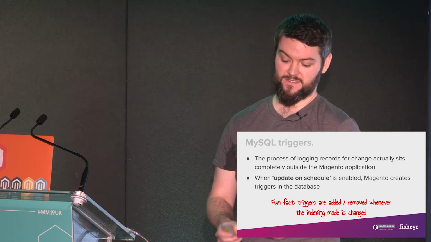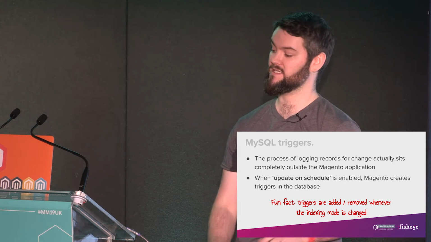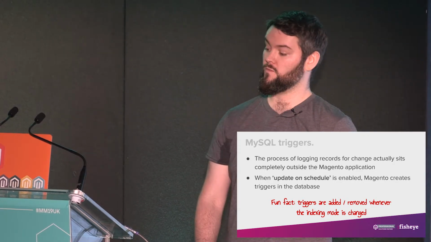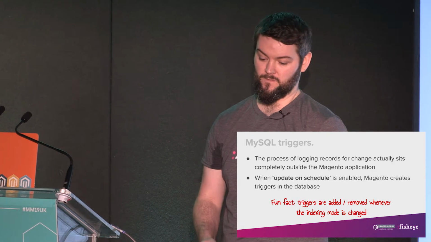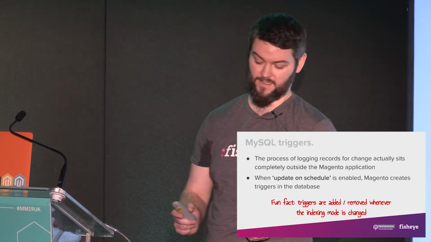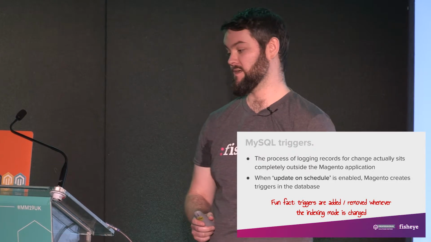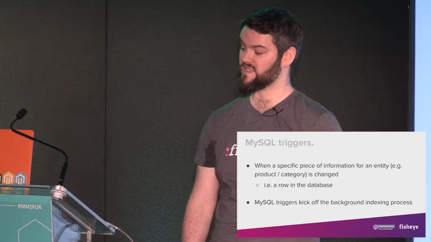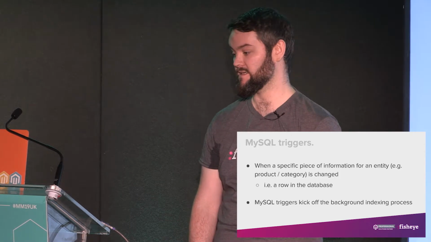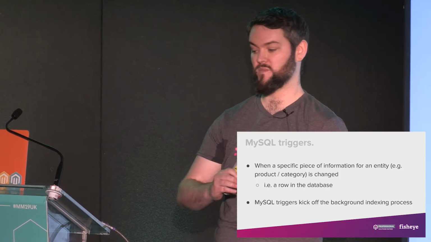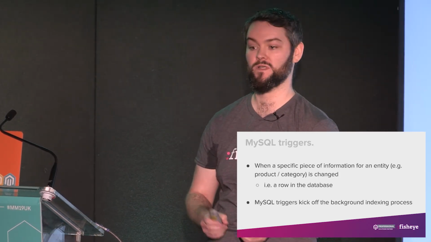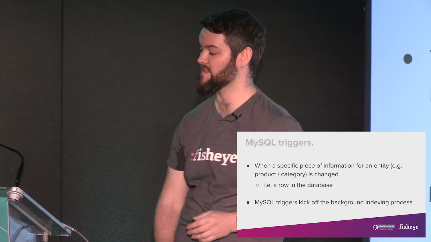So the process for update on schedule working actually sits completely outside of the Magento application. The logging part of the record, sorry. When update on schedule is enabled, Magento creates what are known as MySQL triggers in the database. And if you switch between the indexing modes in the admin, it will actually add and remove these based on the mode you're currently in. So basically, when you change a specific piece of information, say it's a product again, there's a row in the database for that piece of data, a MySQL trigger will pick that up and log it in a changelog table with the ID of the product in this example, to be indexed next time the cron runs.